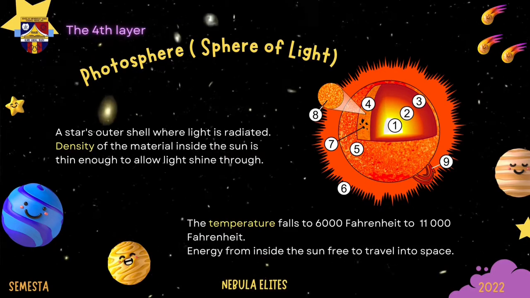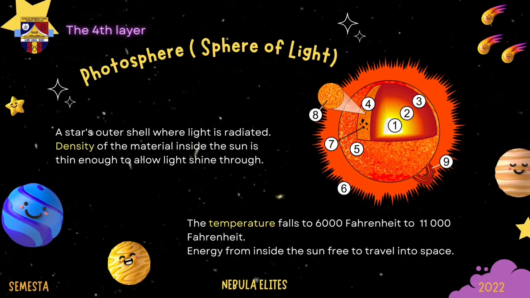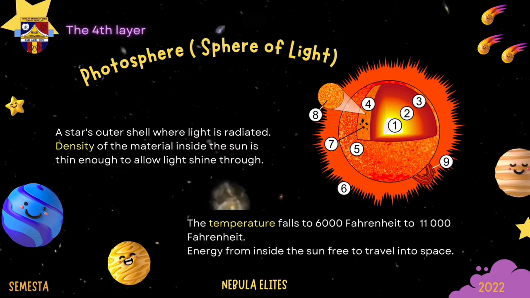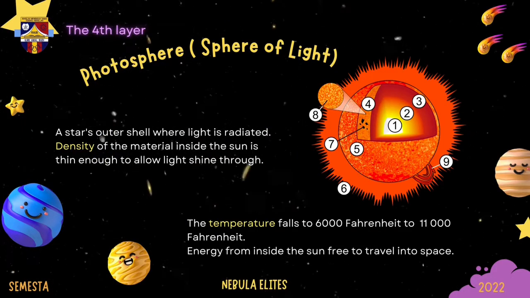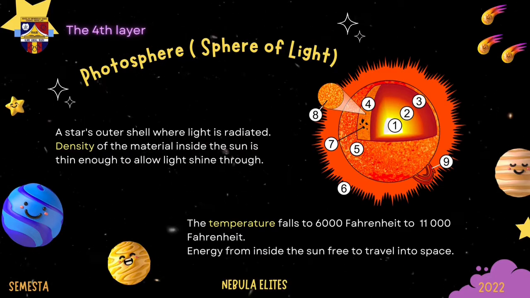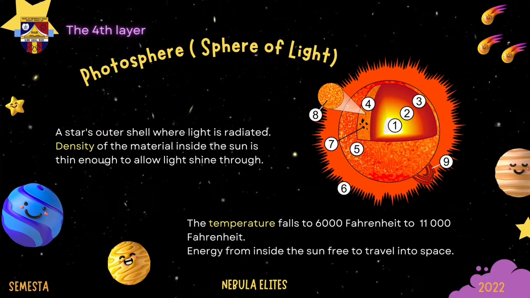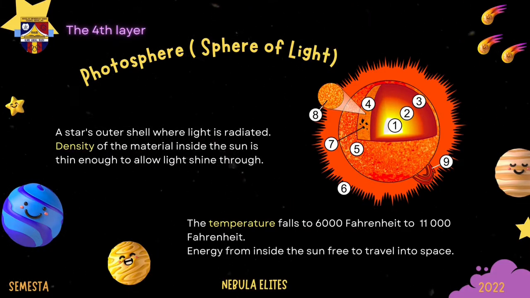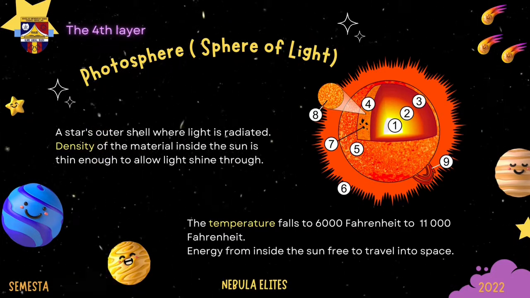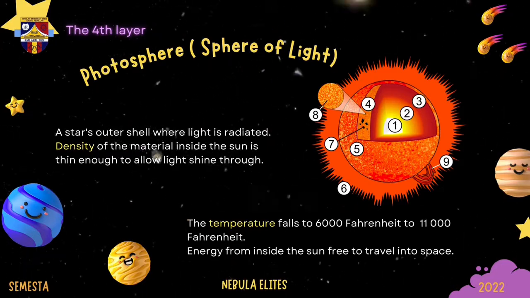It is a thinner and cooler layer near the sun's surface compared to the other layers. The density of the material inside the sun is thin enough to allow light to shine through. This is what we can see while we look at the sun. The temperature falls around 6,000 Fahrenheit to 11,000 Fahrenheit. The energy from inside the sun is free to travel into space.